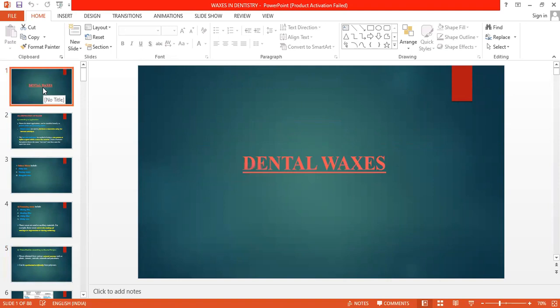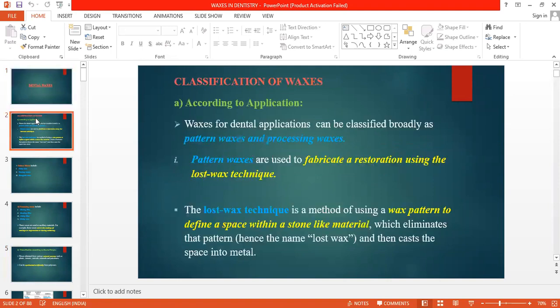Today's topic is dental waxes. It is an important short note question. First, we deal with the classification of wax according to application. It can be classified into pattern wax and processing wax.